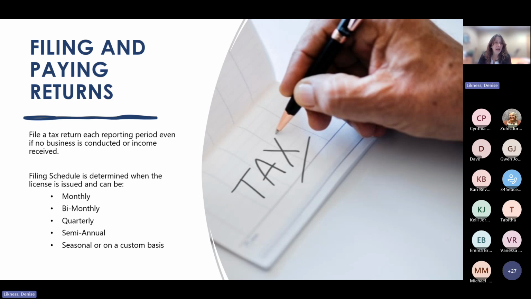But we will determine that at the time of the license. Sometimes you will start out really kind of slow, and two years later, you took off and you're making tons of money. We may change your filing at that point. We will explain all of that to you when we issue the license.